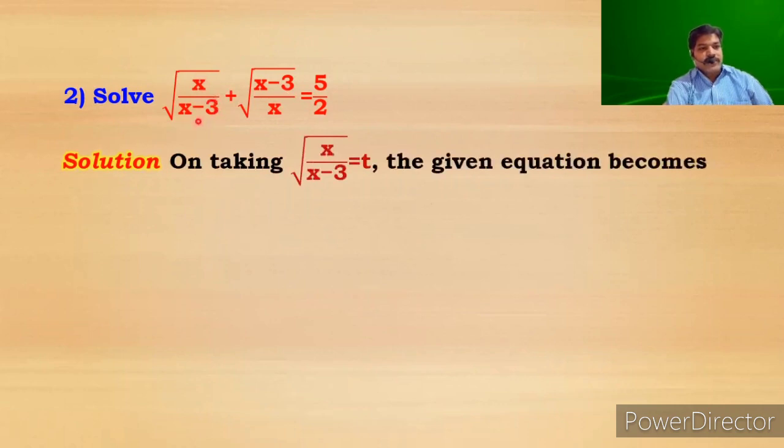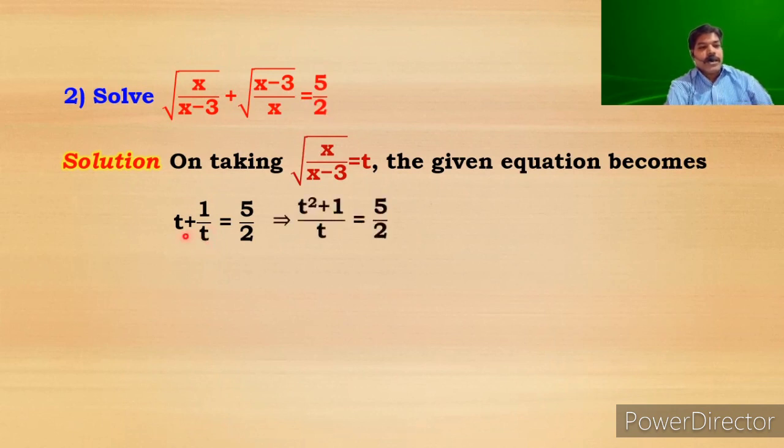So that's why I will start the problem by taking root of x by x minus 3 is equal to t. Then the given equation will become t plus 1 by t is equal to 5 by 2. I am taking this value as t. Automatically the other one is the reciprocal of that one. It will become 1 by t. So t plus 1 by t is equal to 5 by 2. First take t as the LCM here.